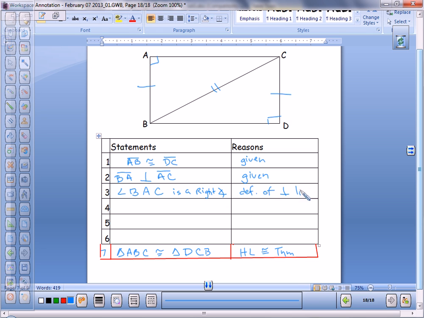Okay, so this naturally led into that. Perpendicular means right angle. Nothing else I can do there. Let's go to the next given. What was the next given? Given. And because I know that, then I know that angle CDB is a right angle. Definition of perpendicular lines.